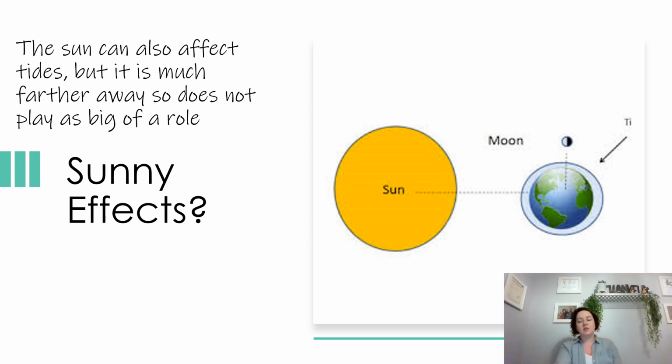So the sun can also have an effect on tide, but it's much further away, so it doesn't play as large of a role. So you can see in this example, you have the sun, the earth, and then the moon in this perpendicular pattern, and you can see that the tides are not nearly as high. So the sun, depending on where the moon is, can either help the moon to its advantage by creating higher high tides or lower low tides, but then it can also kind of just chill it out to where high tide is highish and low tide is lowish, but nothing truly changes.